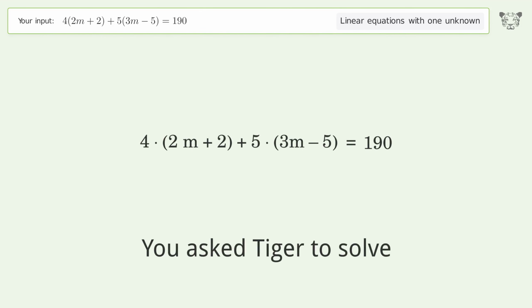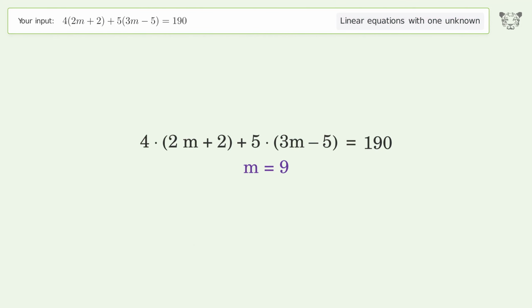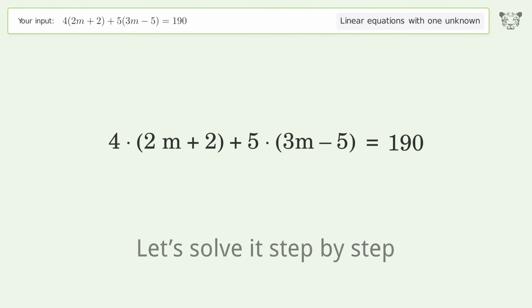You ask Tiger to solve this. This deals with linear equations with one unknown. The final result is m equals 9. Let's solve it step by step.